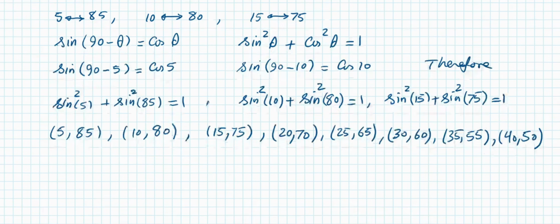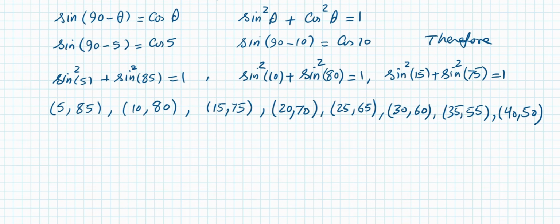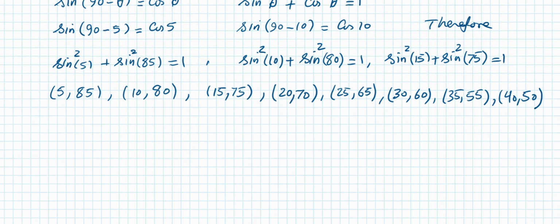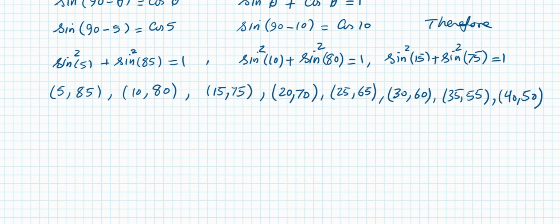So from this summation we can find these 8 pairs of complementary angles, and we can write this relationship which is equal to 1. So there are 8 such complementary angles, and this results in the number 8.